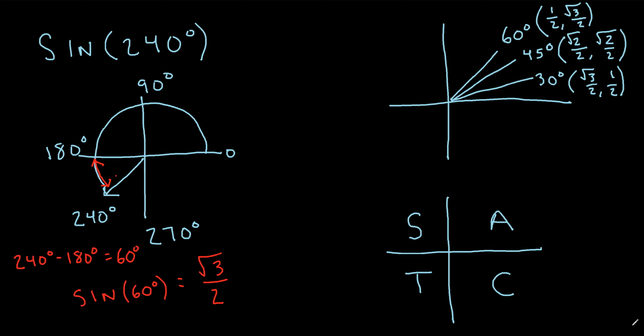So here at 240 degrees, we're in the third quadrant over here. So only the tangent is positive in this particular quadrant. That means the sine is going to actually be negative in that quadrant. So our final answer will be the negative square root of 3 over 2. That is what the sine of 240 degrees is.